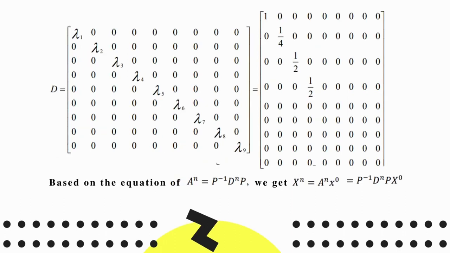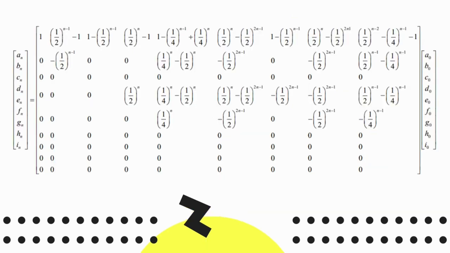Based on the equation A to the power of n is equal to P inverse times D to the power of n times P, we get x to the power of n is equal to A to the power of n times x to the power of 0. By substituting the value for A to the power of n, we get x to the power of n is equal to P inverse times D to the power of n times P times x to the power of 0. After doing the multiplication process, now we can see the results for the x to the power of n.